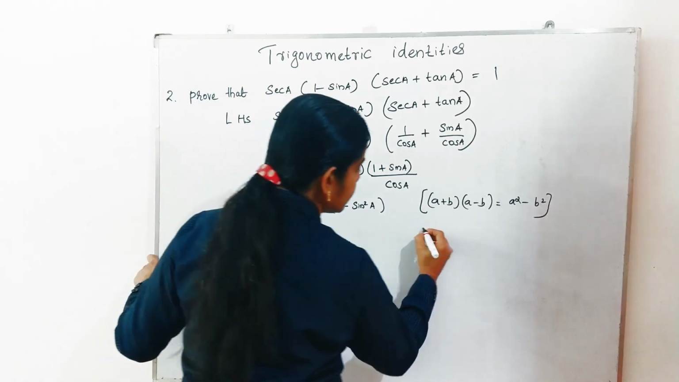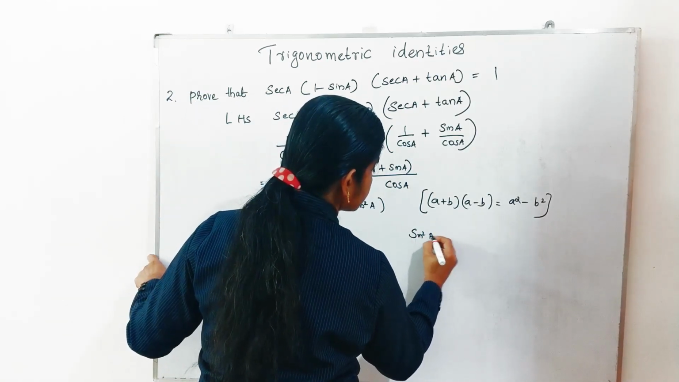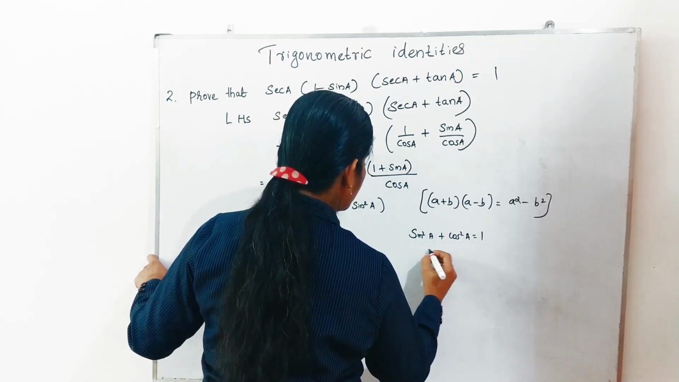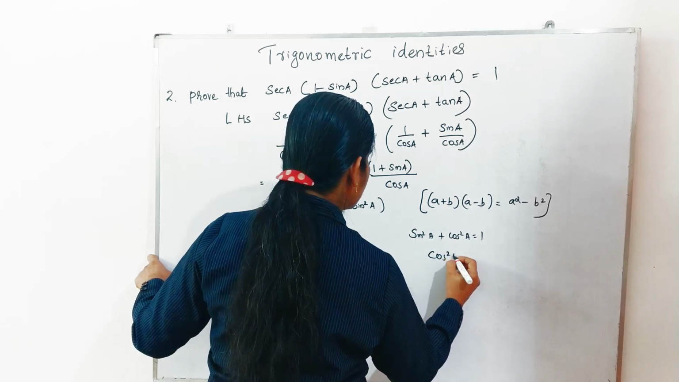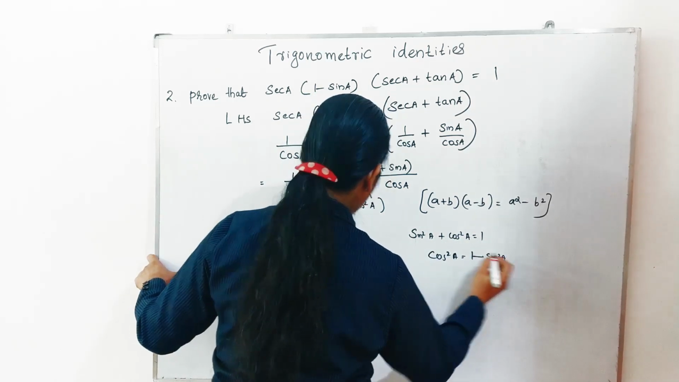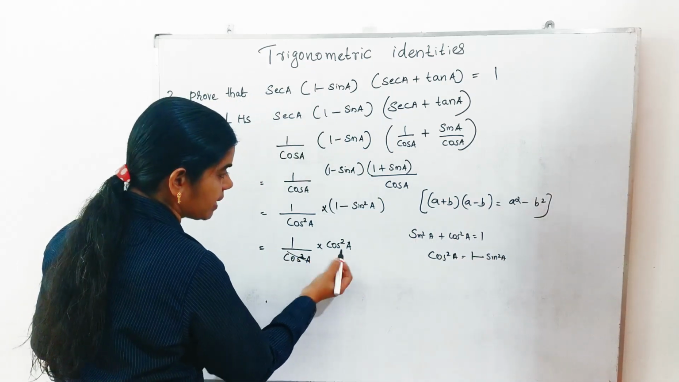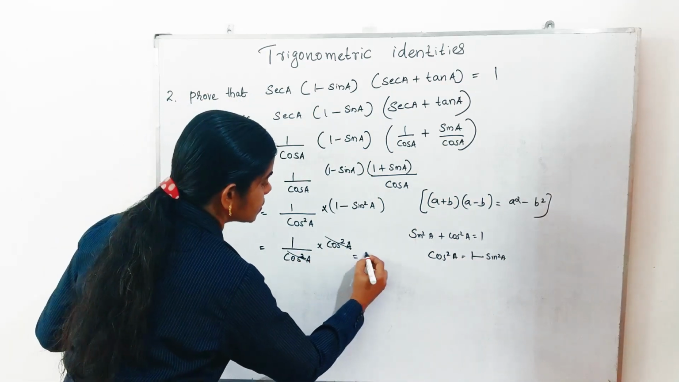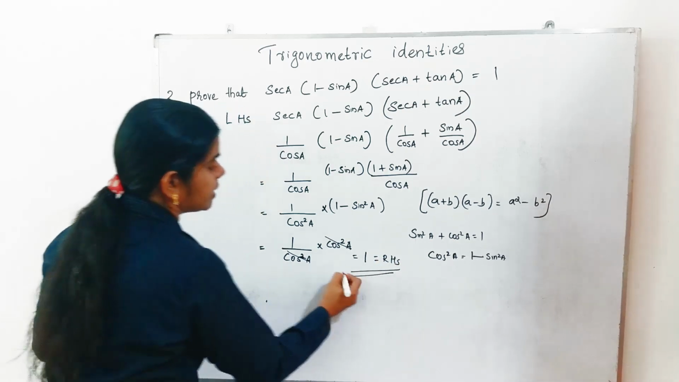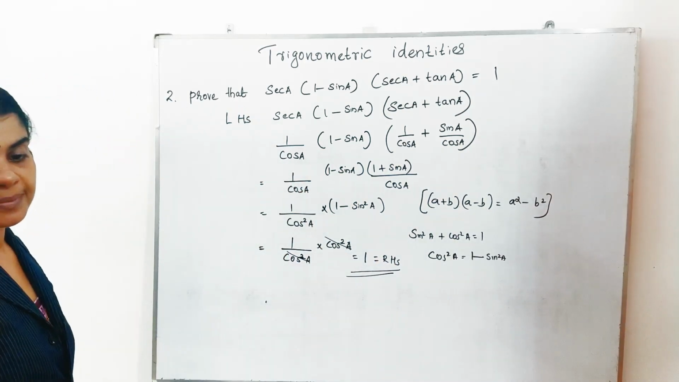You already know that sin square A plus cos square A is equal to 1. So cos square A is equal to 1 minus sin square A. So this cos square A and cos square A we can cut. So 1 you got, that is equal to RHS. Hence we proved this.